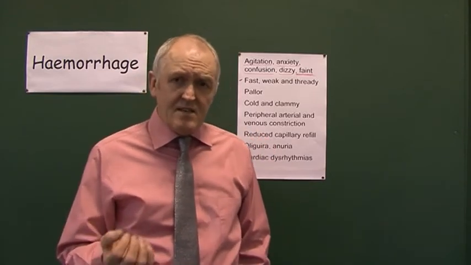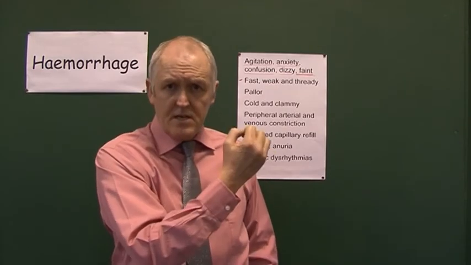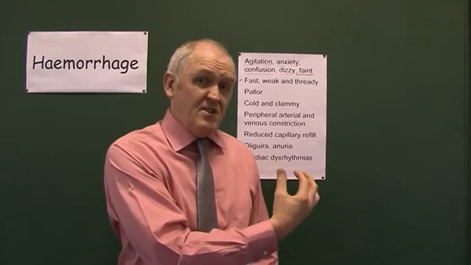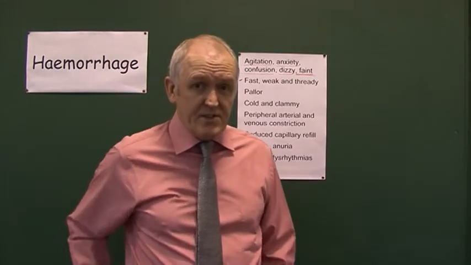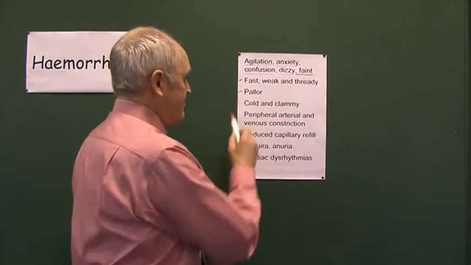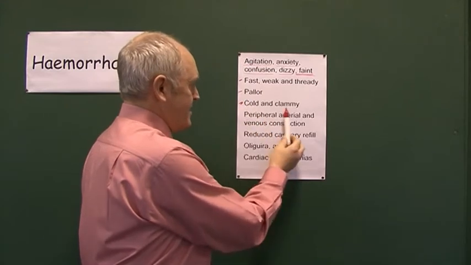That's classic. So practice feeling normal pulses, and then when you feel pulses that are fast, weak, and thready, you can feel it's weak and you can feel that it's thready because you're comparing it with the normal that's already in your head. The pallor is the peripheral vasoconstriction, as is the coldness and the clamminess.